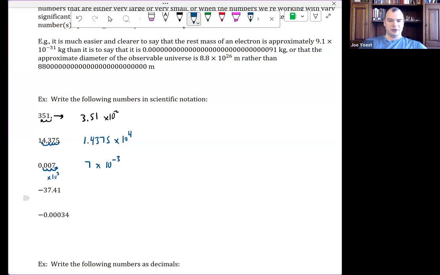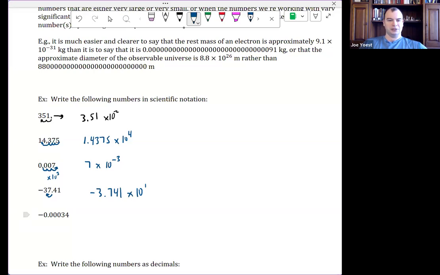Or if we have a negative number like negative 37.41, well, we basically do the same thing. I move my decimal point 1 to the left. I get negative 3.741 times 10 to the first. I moved my decimal point 1 to the left, so that was like multiplying by 10 to the negative 1. So I need to multiply by 10 to the first to counteract that.